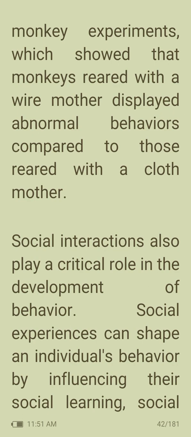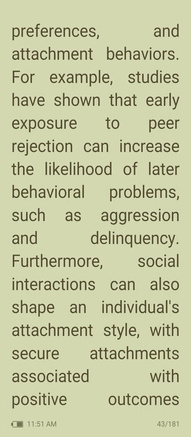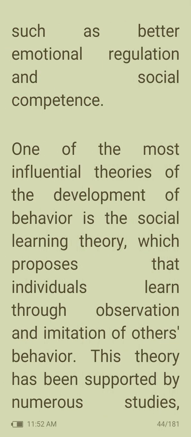Social interactions also play a critical role in the development of behavior. Social experiences can shape an individual's behavior by influencing their social learning, social preferences, and attachment behaviors. For example, studies have shown that early exposure to peer rejection can increase the likelihood of later behavioral problems such as aggression and delinquency. Furthermore, social interactions can also shape an individual's attachment style, and secure attachments are associated with positive outcomes such as better emotional regulation and social competence.